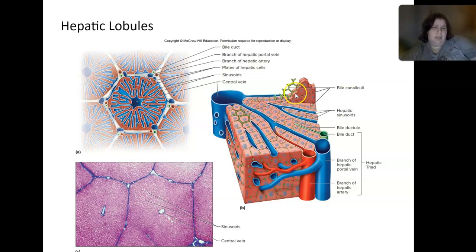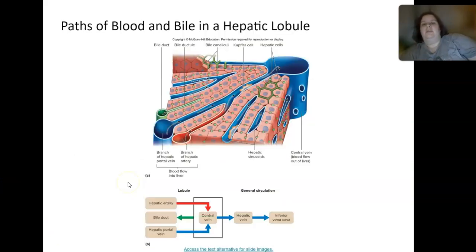It's kind of hard to see. And then you have bile canaliculi, which are just stacked bile ducts, like little bile ductules. Your hepatic sinusoids are these blue things right here. This is what it looks like in a real liver, just a slice of a liver under a microscope.